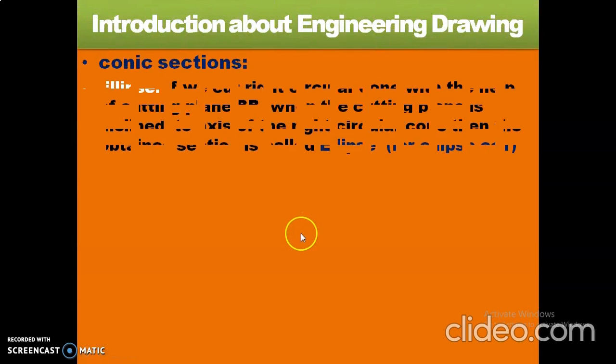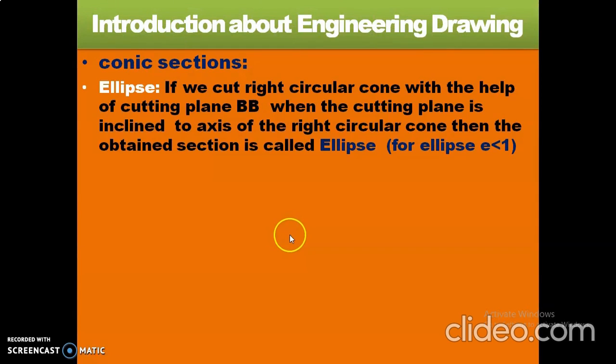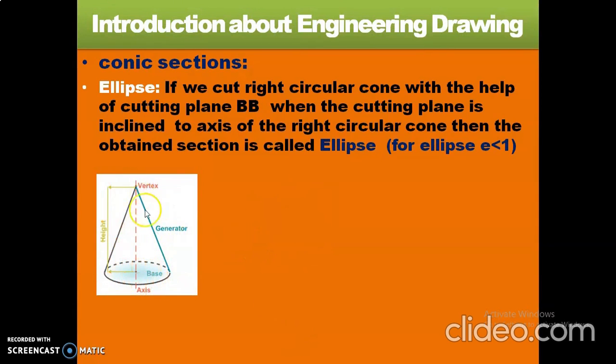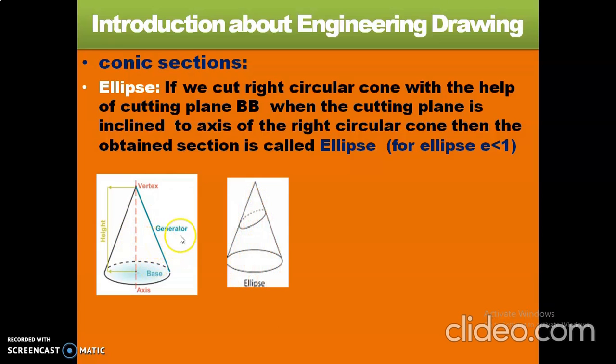And the second conic section is what? Ellipse. So how can we get the ellipse? If we cut the right circular cone with the help of cutting plane BB, when the cutting plane is inclined to the axis of the right circular cone, then the obtained section is called ellipse. For ellipse, the eccentricity value should be less than 1.